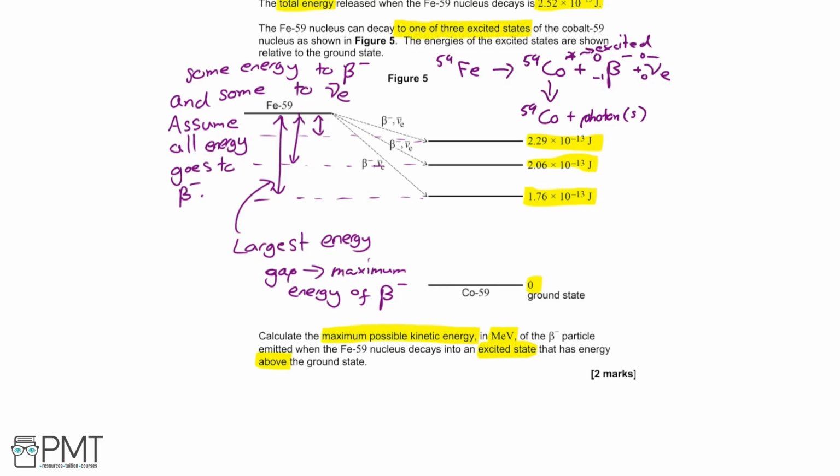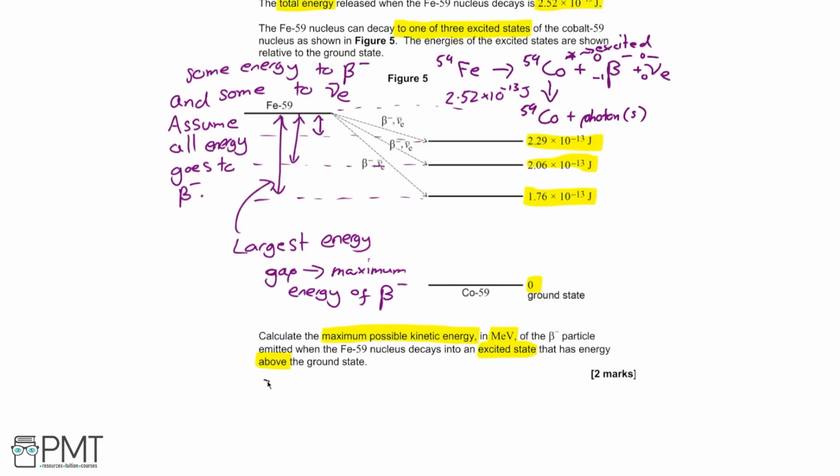So we know that the total energy released whenever the Fe59 decays to the ground state is 2.52 times 10 to the minus 13 joules. This is because we're told earlier in the question that the total energy released is this value. So this corresponds to an arrow which would go from the iron 59 all the way to the cobalt at the bottom.